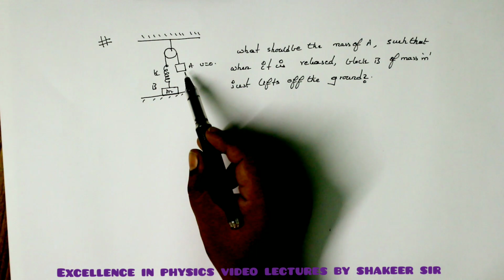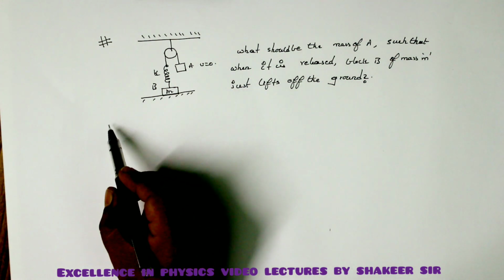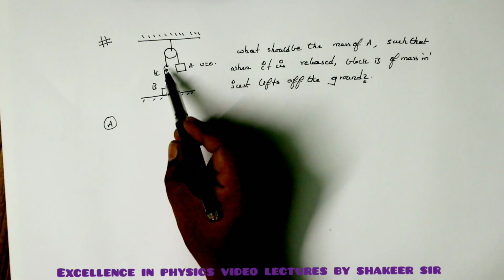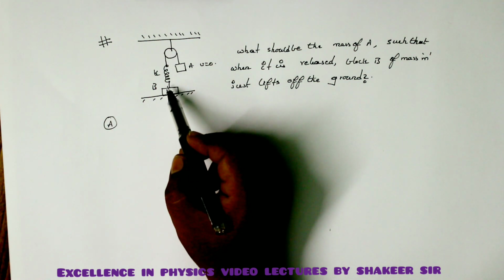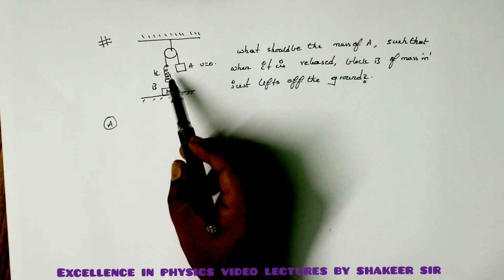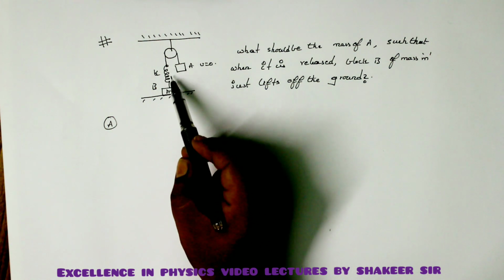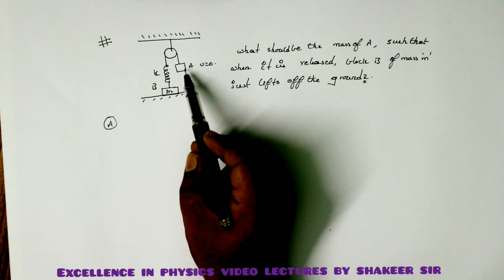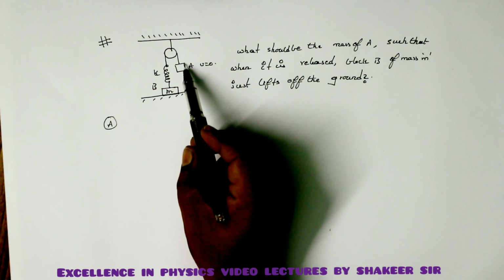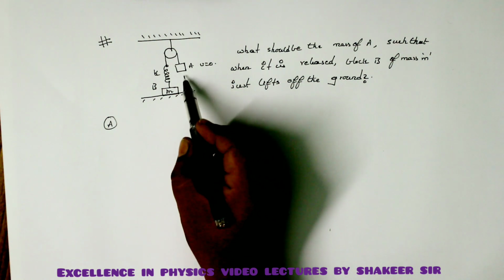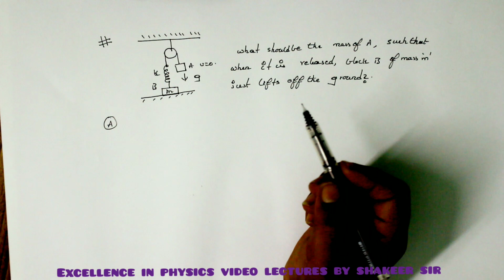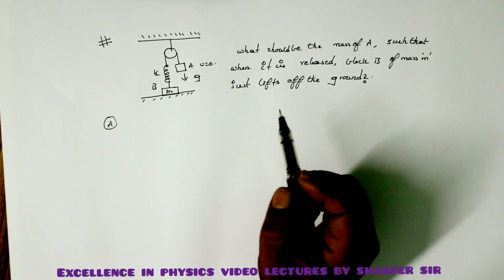So initially when this mass A is released, the spring was in relaxed position. So there was no elongation in this spring. Therefore restoring force developed in the spring was 0 when I have just released this body. So it means that when I have just released this one, it was coming down with an acceleration of g, acceleration due to gravity itself.